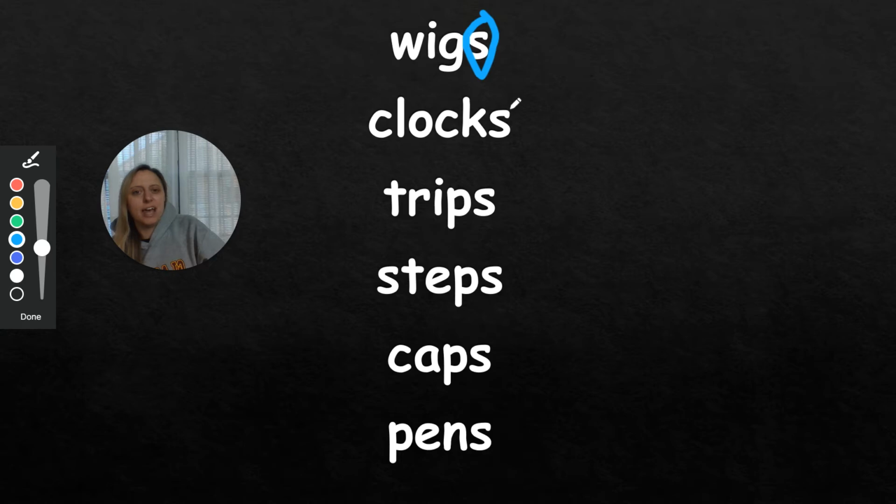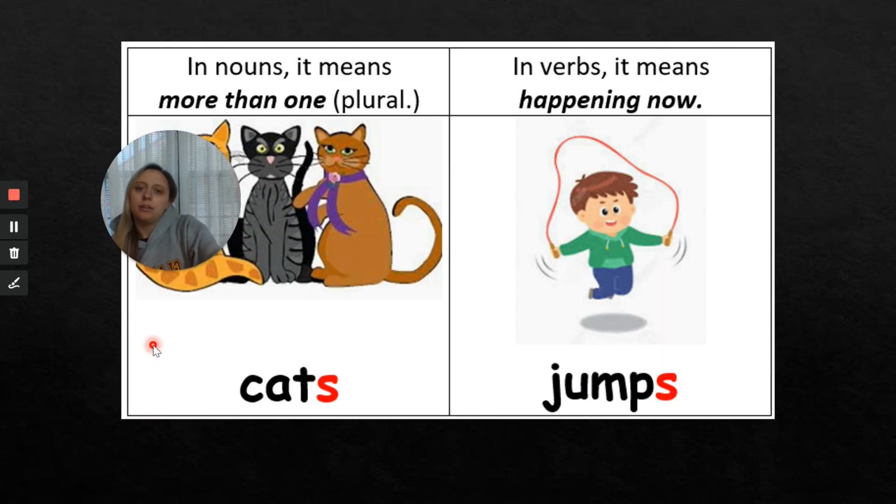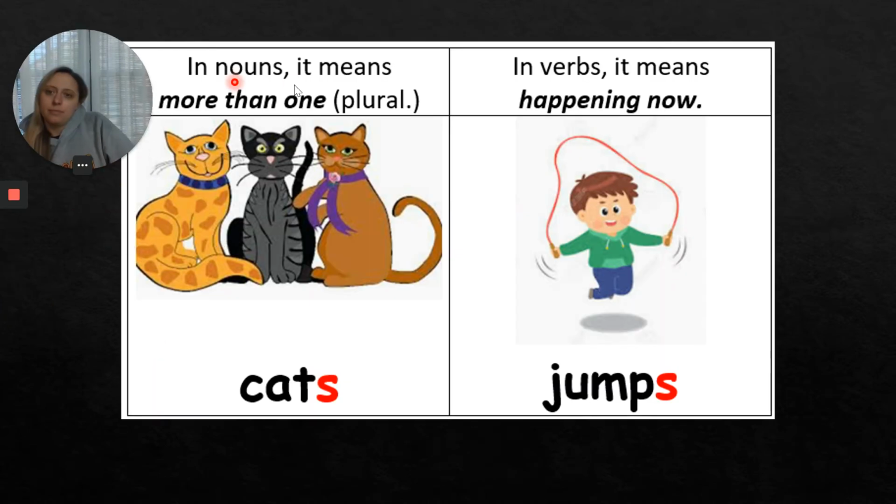And the suffix S could mean plural, more than one. It could mean that something's happening now. Remember, we circle the suffix S, underline the base word, in words like cats and jumps.